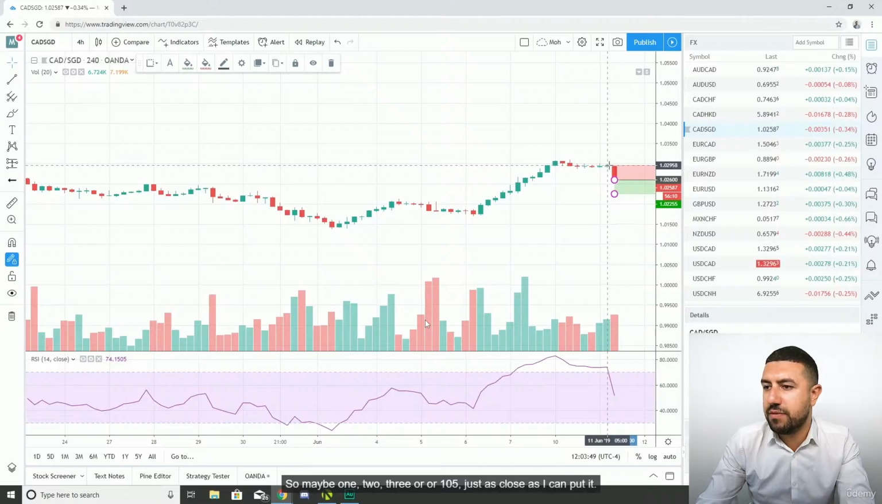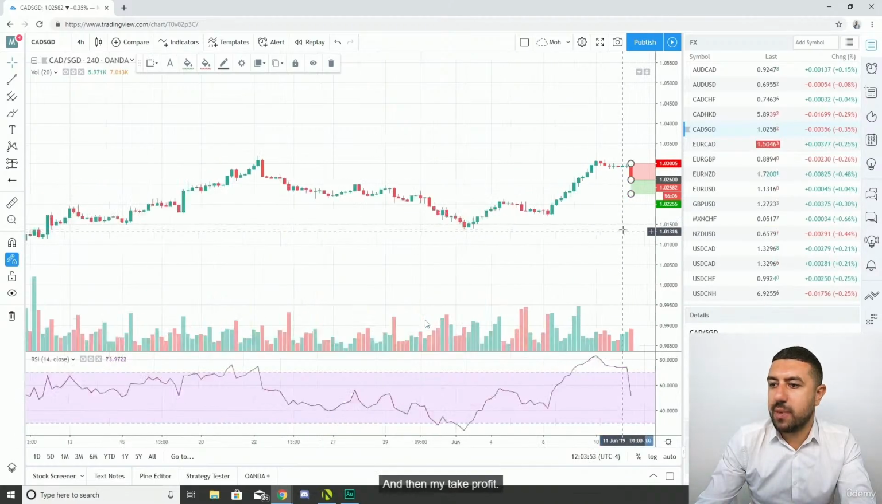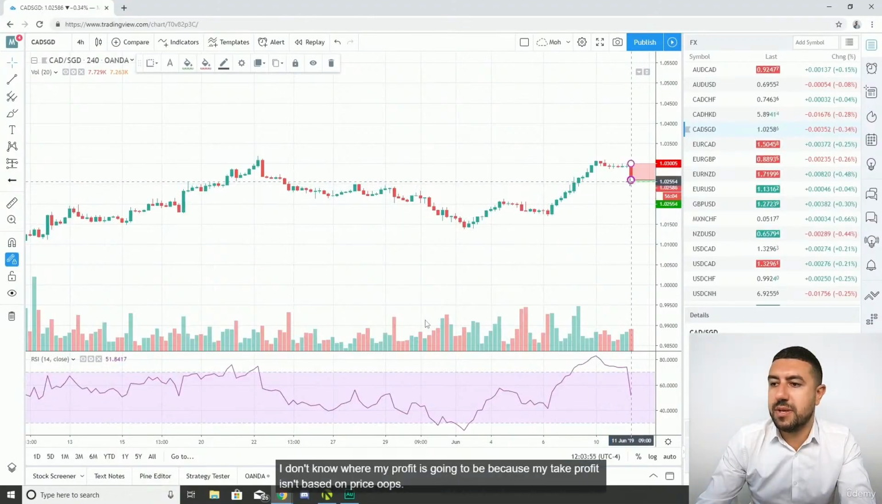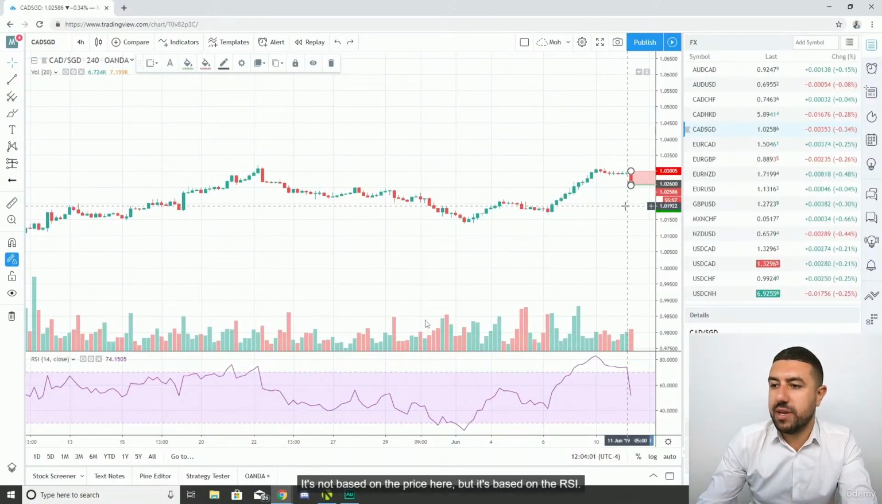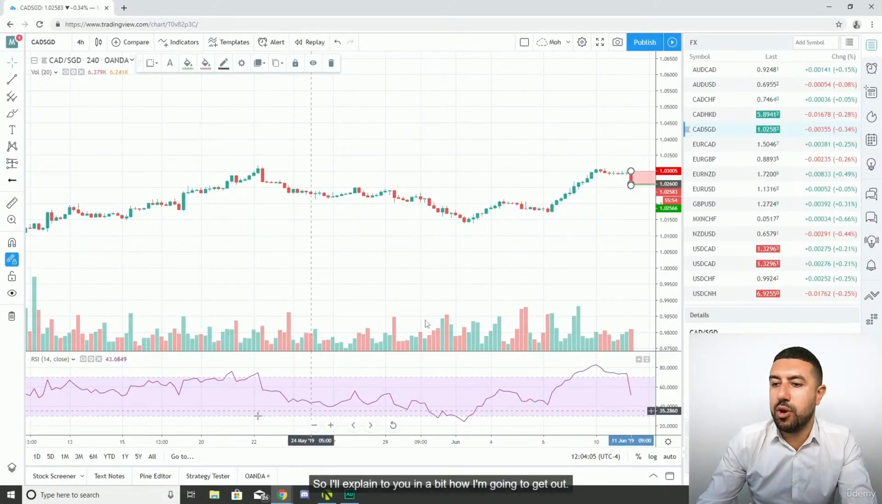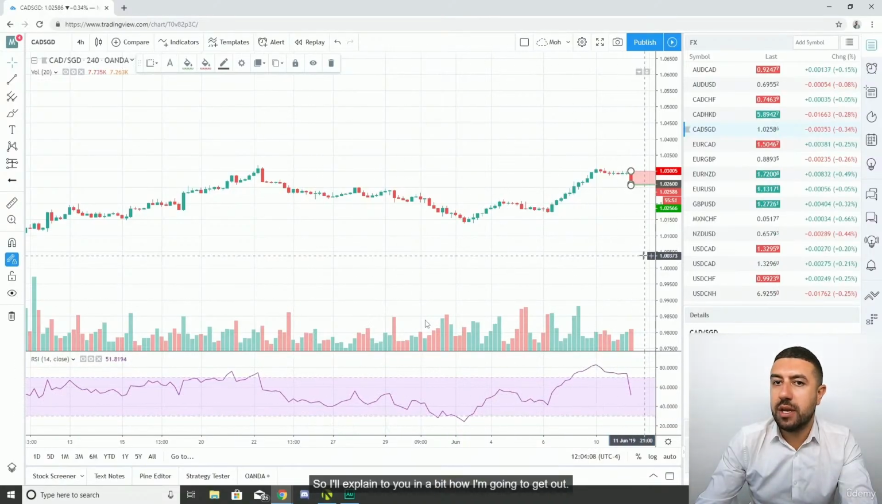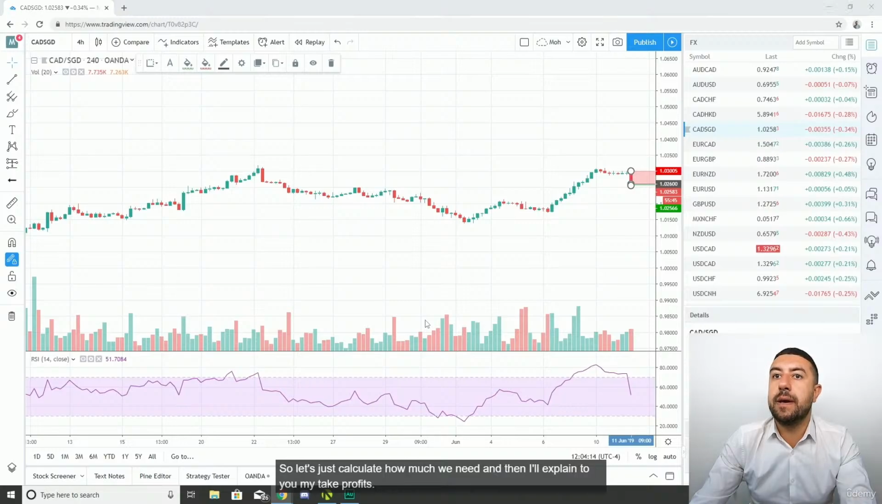Okay, 005, just as close as I can put it. And then my take profit, I don't know where my take profit is going to be, because my take profit isn't based on price. It's based on the RSI. So I'll explain to you in a bit how I'm going to get out. Let's just get into the position quickly because we've already missed a big part of it. So let's just calculate how much we need, and then I'll explain to you my take profits.